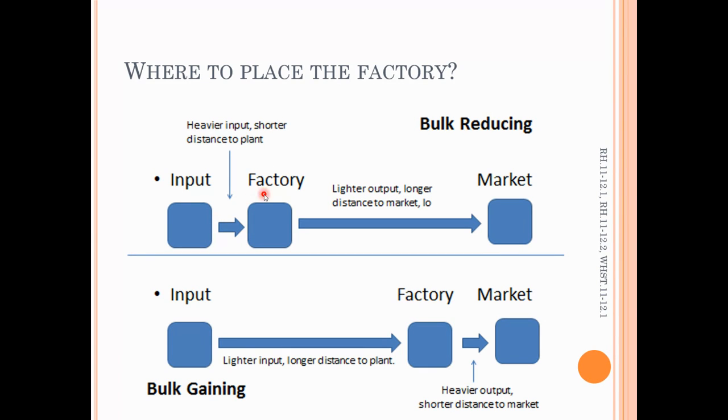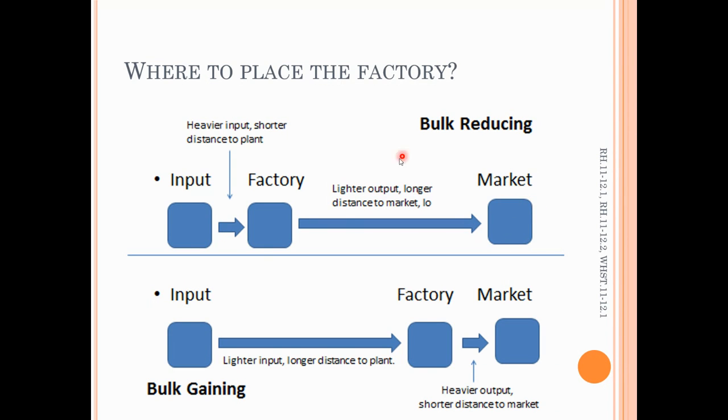And then as I make the paper, obviously the weight is reduced, bulk reducing, all right, because the individual pieces of paper weigh a lot less than the giant tree. So then that's when I'm going to decide to move the long distance to New York City to my market or wherever.